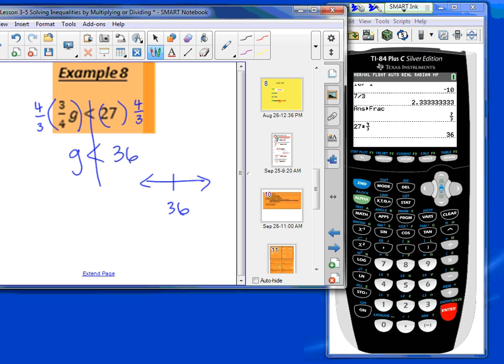Put a 36 with what type of circle? Open circle, and shade which way? Left. Good.